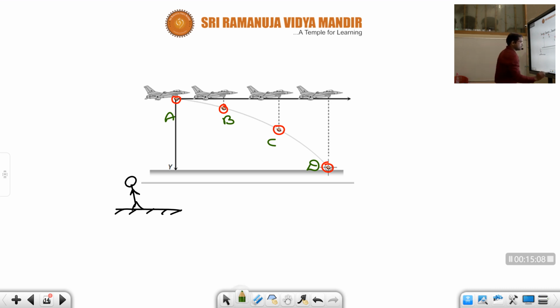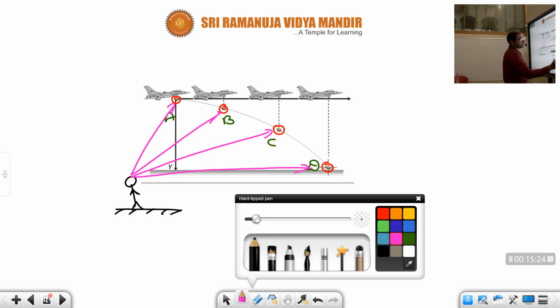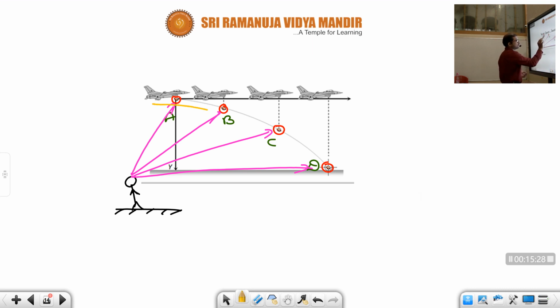See children, for this person who is standing over the earth surface, how will it appear? This is the first position, this is the second position, this is the third position. He will see the bomb like this, in this shape. What is this shape called, children? This shape is called parabola.